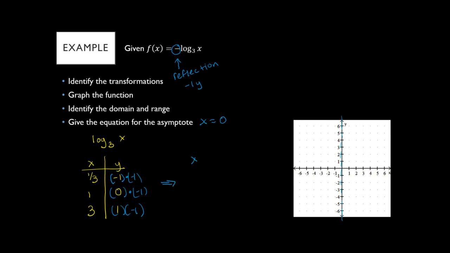And now I'm going to make my new table based off of those transformations. Our x values are unchanged. And then I'm multiplying all my y values by -1. So -1 times -1 is 1. 0 times -1 is 0. 1 times -1 is -1. And so now I'm going to kind of eyeball and plot those numbers. And you can see that what the reflection did is it basically turned our graph upside down. Oh, I missed.